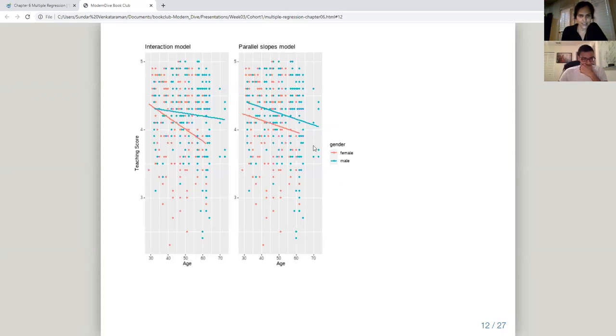Okay, so I don't know why this ended up so scrunched. I just wanted you to take a look at these two again. This is your interaction, this is your parallel, and you can tell that the data distribution and everything else is the same, except that here you actually have this interaction thing going on, and here your slopes are both the same.